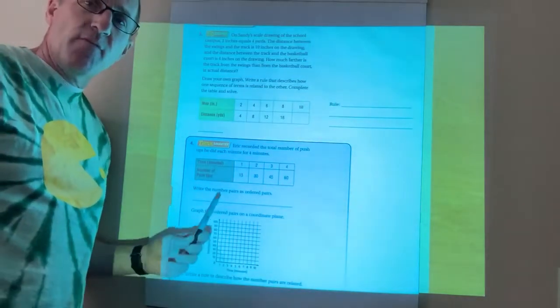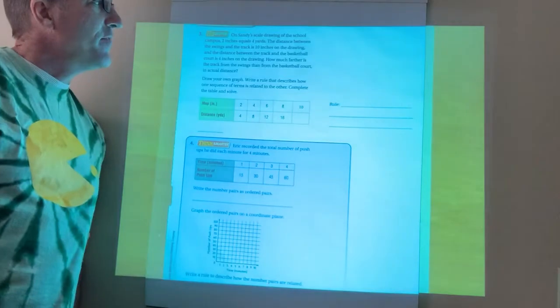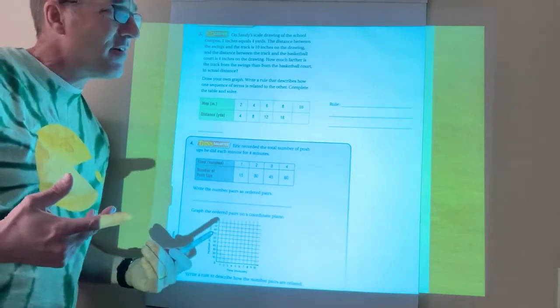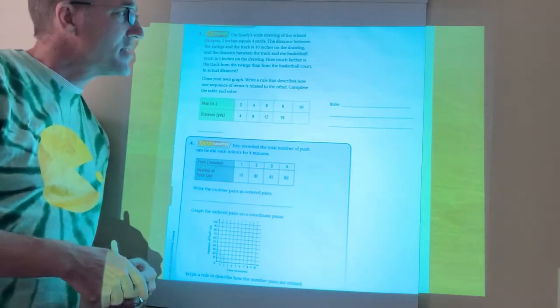This is page 3 for 9.7. We've got this one up here. They're going to ask us to draw our own graph. Don't freak out. You know me. I'm not the best artist in the world, but we can do this. We can make this up as we go.